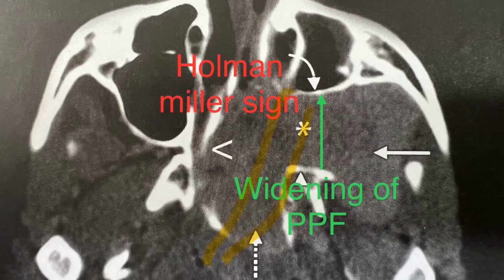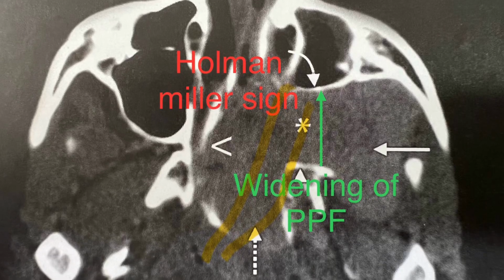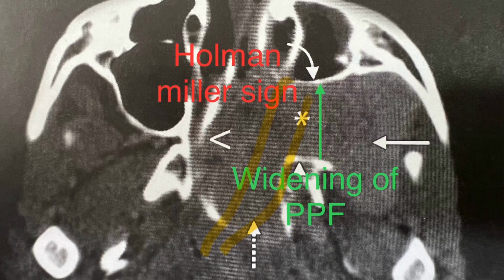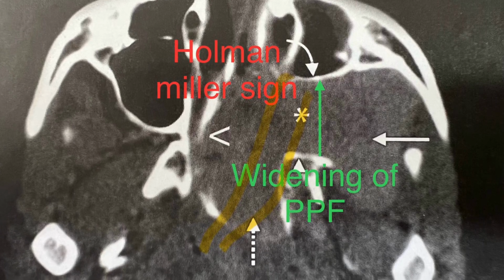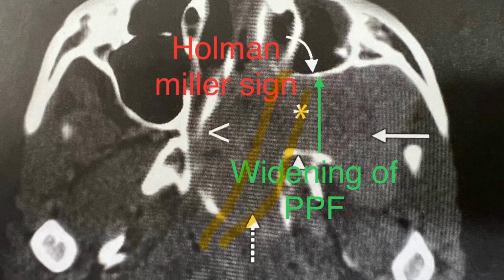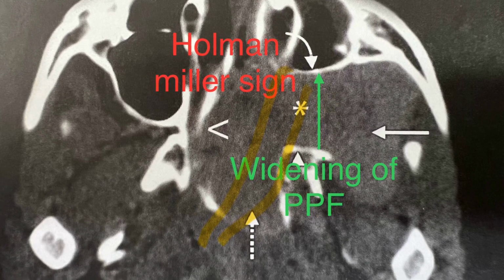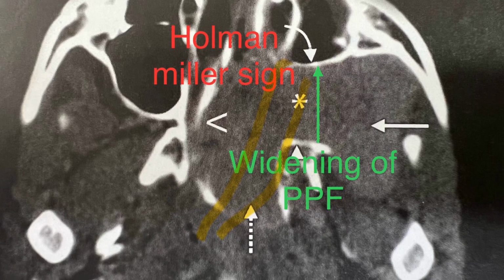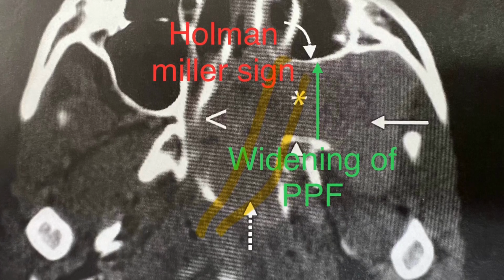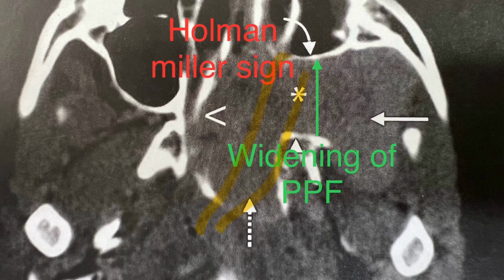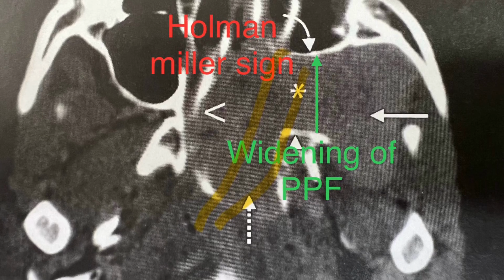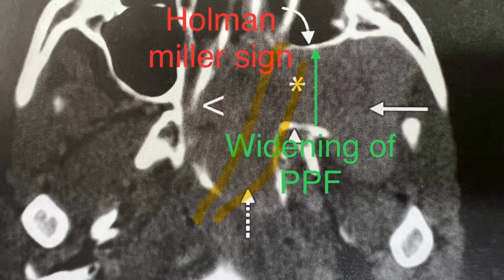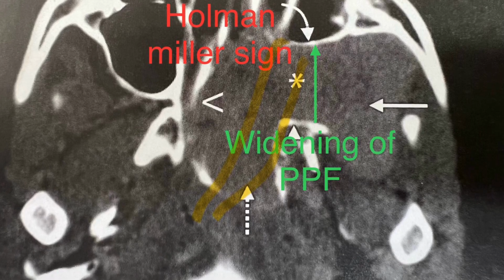Juvenile nasal angiofibroma is a benign, non-encapsulated, slow-growing, locally aggressive vascular tumor occurring almost exclusively in male adolescents, and it presents with nasopharyngeal mass, nasal obstruction, and recurrent epistaxis. This is an axial CT scan showing JNA widening the pterygopalatine fossa and displacing the posterior wall of the maxillary sinus. This sign is called the Holman-Miller sign, which is the classical sign in angiofibroma.